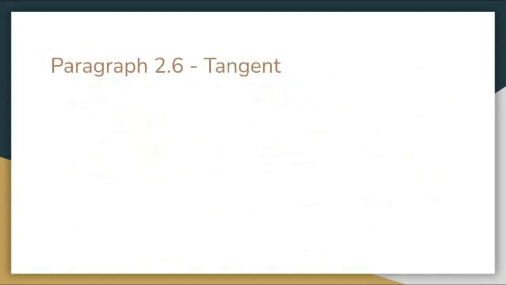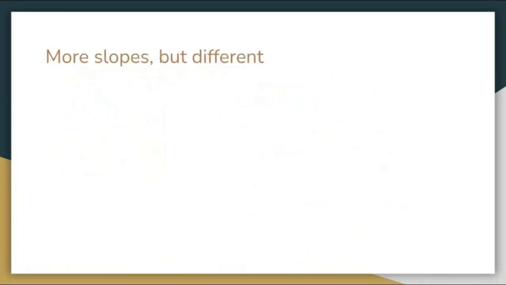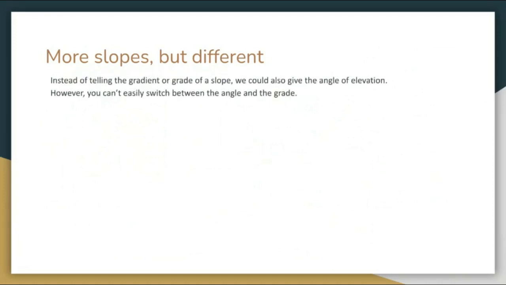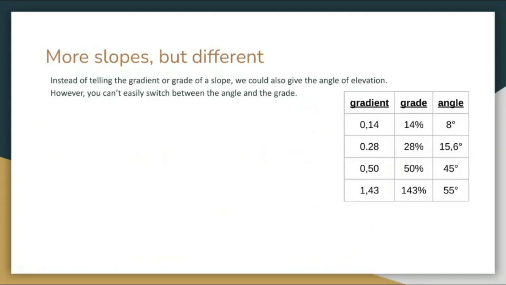Paragraph 2.6, the tangent, the first of the trigonometry siblings. Less than a minute ago, I told you about the grade or the gradient of a slope. But instead of that, we could also give you the angle of elevation. But where the grade and the gradient can quickly be calculated into one another, doing that with the angle is slightly more difficult. An angle of 45 degrees corresponds to a gradient of 0.5. And an angle of 55 degrees belongs to a gradient of 1.45.